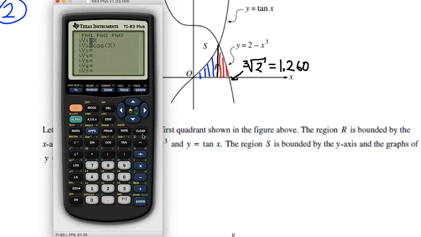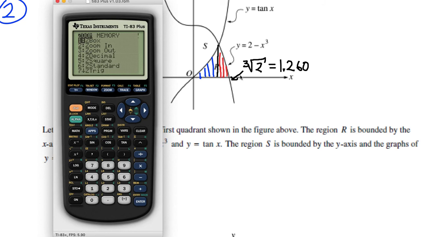to go y equals, get rid of both of those, clear, clear. My first function is going to be my blue function, that's tangent of X, so I'm going to type tangent of X. My second function is 2 minus X to the power of 3. So I have the two functions. My window is going to be between 1 and, I don't know, 1.4. It doesn't really matter. I'll do 1.5. 1.5 and zoom 0.